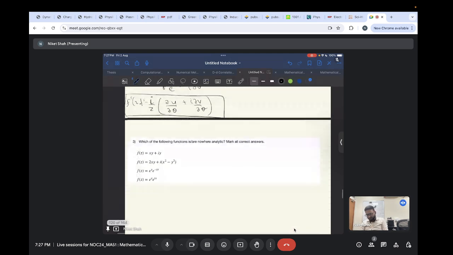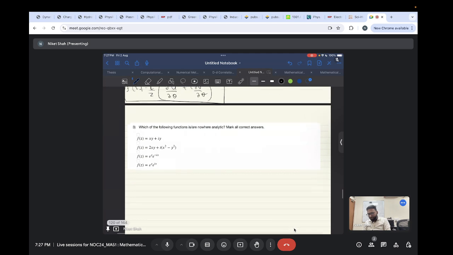Okay, so now this is the third question. Which of the following functions is or are nowhere analytic? Mark all correct answers. For nowhere analytic, we know the conditions for analyticity, the Cauchy-Riemann conditions. So let's see which of the functions are nowhere analytic. I'll maybe solve just the first and the third part. The rest you can solve yourself. The first one is xy plus iy. For this function, u is equal to xy, v is equal to just y.